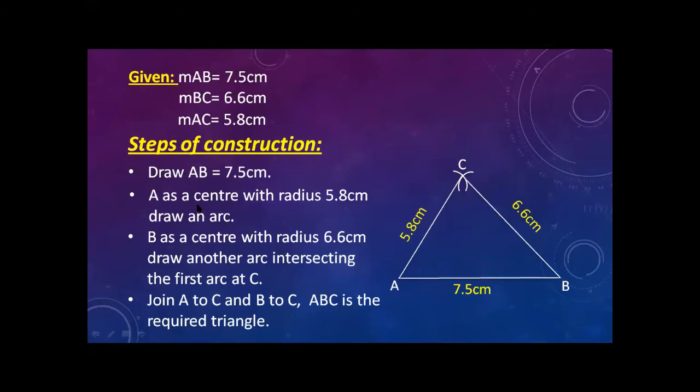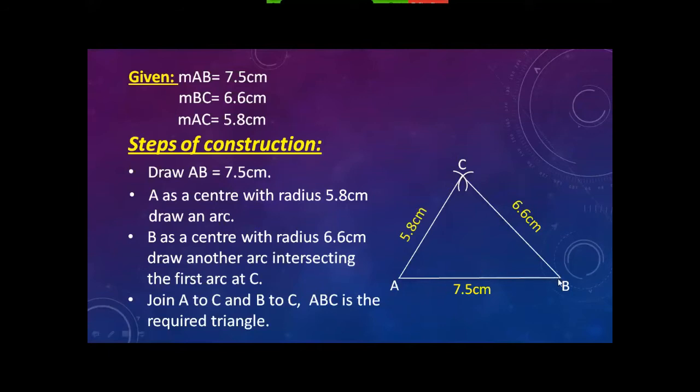Now as we know that A is a center point and also B is a center point with radius. So what we have to do, first we have to put our compass on point A and make an arc of 5.8 centimeter. Open your compass 5.8 centimeter, then put your compass on point A, make an arc of 5.8 centimeter.